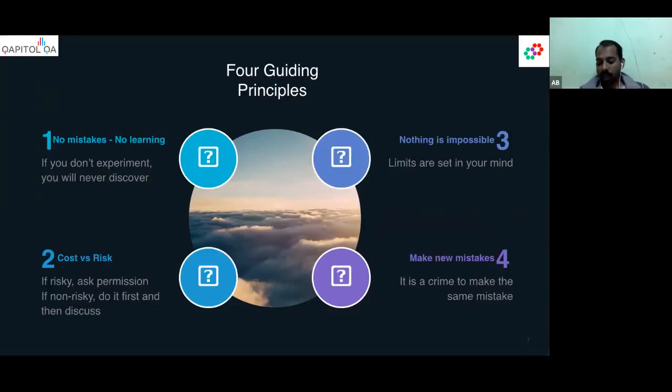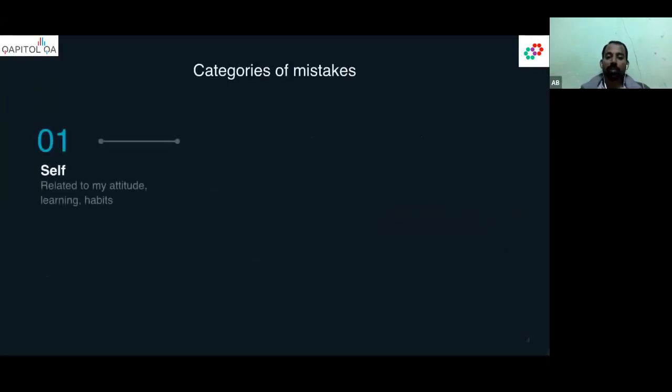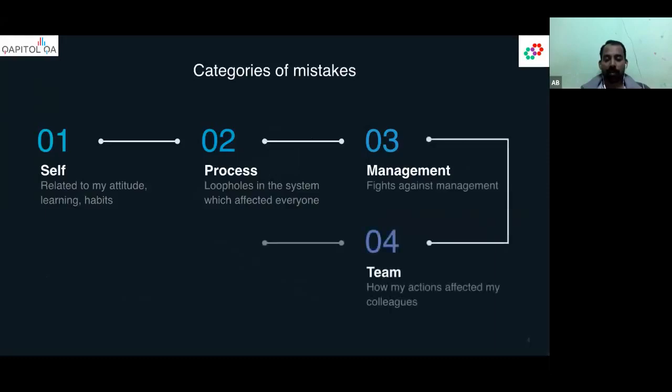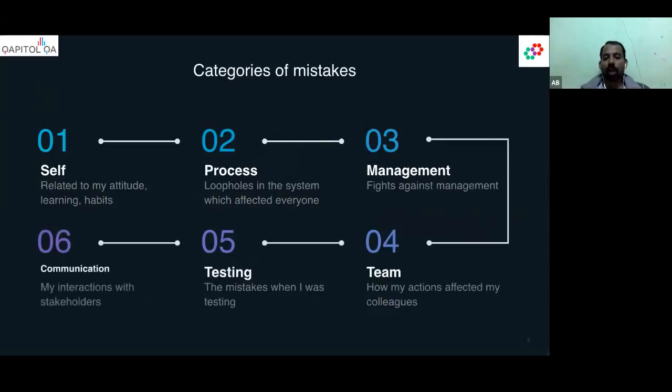So having discussed the guiding principles, now let's move on to the categories of mistakes again, with a little more explanation on each. The first one, as I told, is self: related to my habits, attitude, learning, behavior, solely my own mistakes. I am responsible for those. Second is the process: loopholes in the system. I mean, a few members created the system and then we discovered the loopholes. Then those loopholes affected everyone, right?